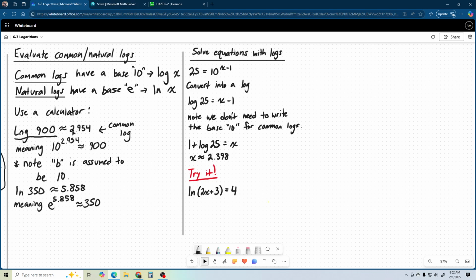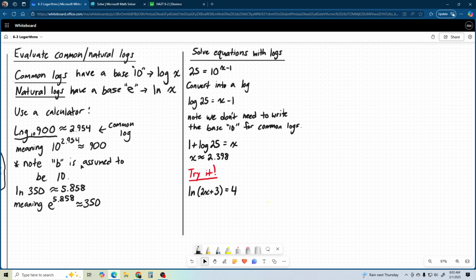So if we go back here, 2.954, this is the common log. Now, what this means, and this is important to remember, is that the base is 10. It's assumed that right here there is just a little 10. This is the base, but we don't write that. If we think about what this would mean in exponential form, it would mean 10 to the 2.954 equals 900. We'll come back to this in a second because I'd really like to test your understanding of what these concepts are, conceptually. I think it'll be helpful.